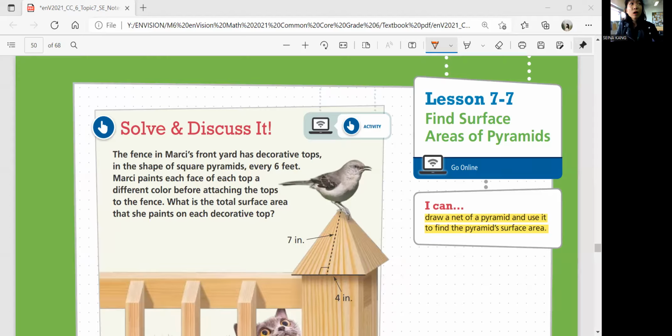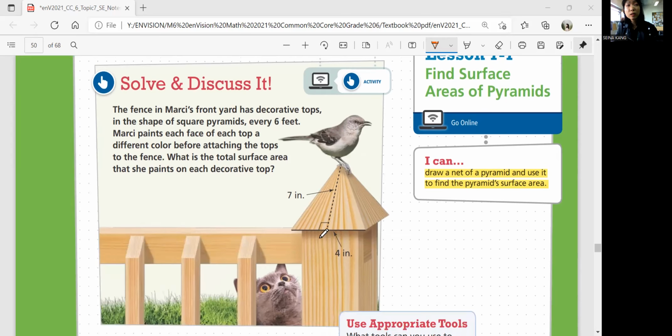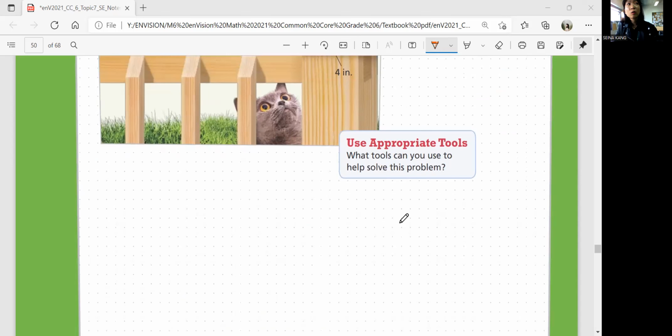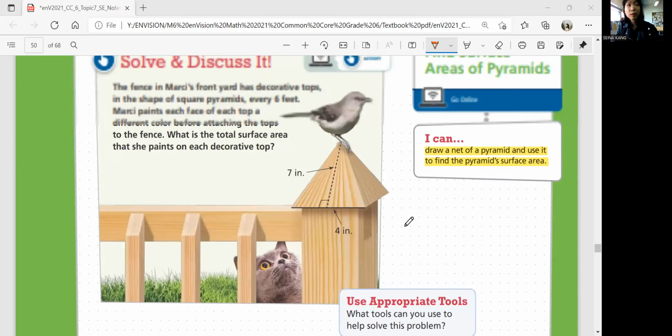The fence in Marcy's front yard has decorative tops in the shape of square pyramids every 6 feet. Marcy paints each base of each top a different color before attaching the tops to the fence. What is the total surface area that she paints on each decorative top? So basically, we need to find the surface area of this top. It's a prism. No, it's a pyramid, right? So what tools can you use to help solve this problem?